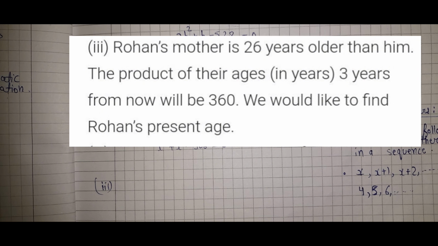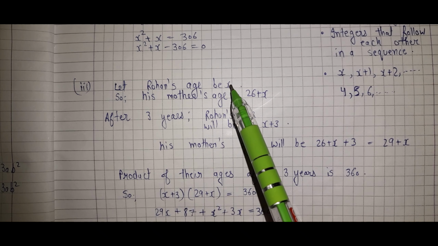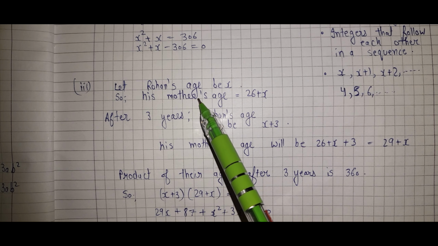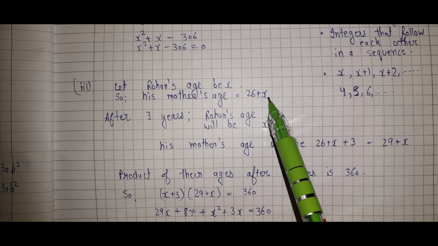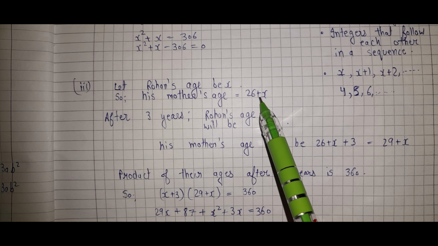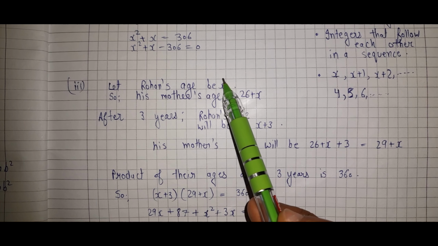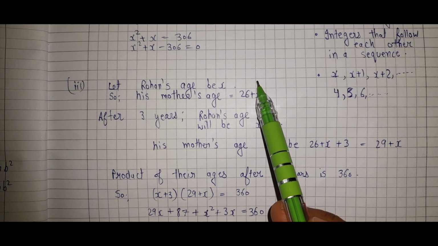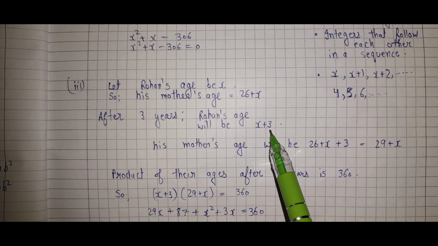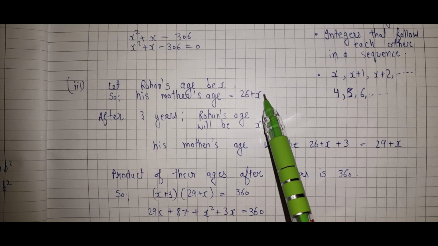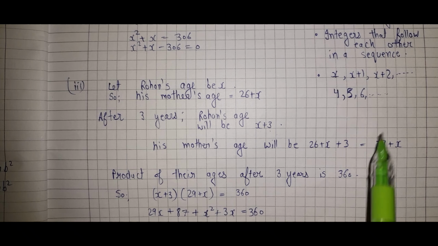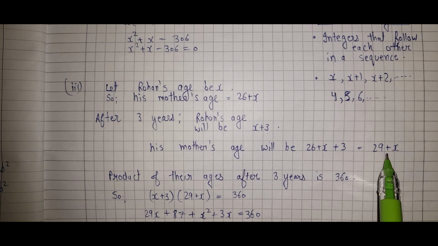Third part: Rohan's mother is 26 years older than him. The product of their ages 3 years from now will be 360. We would like to find Rohan's present age. Let Rohan's age be x. Now it's given that his mother's age is 26 years more than him, so his mother's age is 26 plus x. If the present age of Rohan is x, then after 3 years his age will become x plus 3, and his mother's age after 3 years will become 26 plus x plus 3, that is 29 plus x.